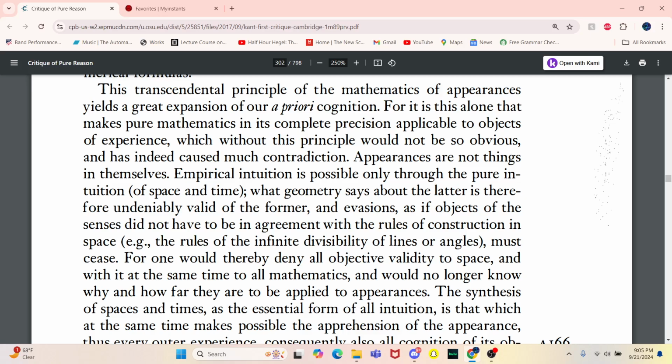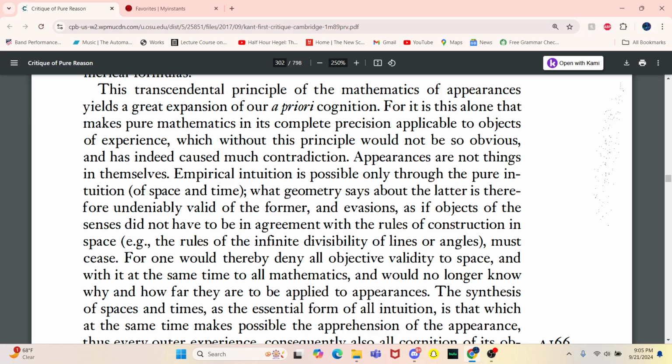This transcendental principle of mathematics of appearances yields a great expansion of our a priori cognition. For it is this alone that makes pure mathematics in its complete precision applicable to objects of experience, which without this principle would not be so obvious, and has indeed caused much contradiction.